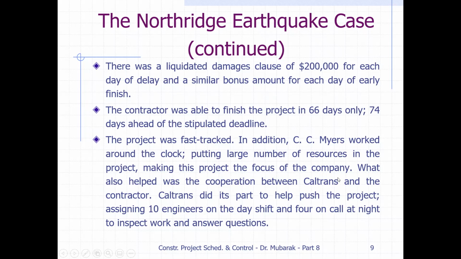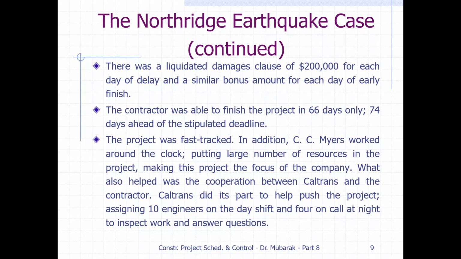The contractor accepted the challenge that they will complete this project as early as possible, so that the people will get happy, because there was a problem for the public because of this earthquake. What also helped was the cooperation between Caltrans and the contractor. Caltrans is the owner, and they cooperated with the contractor. Caltrans did its part to help push the project, assigning 10 engineers on the day shift and 4 on call at night to inspect work and answer questions. So the owner assigned 10 engineers for supervision at daytime, and 4 engineers to look after the work at night time if there is a requirement from the contractor side.